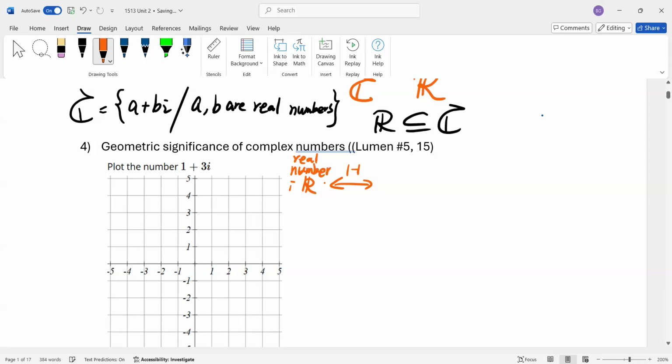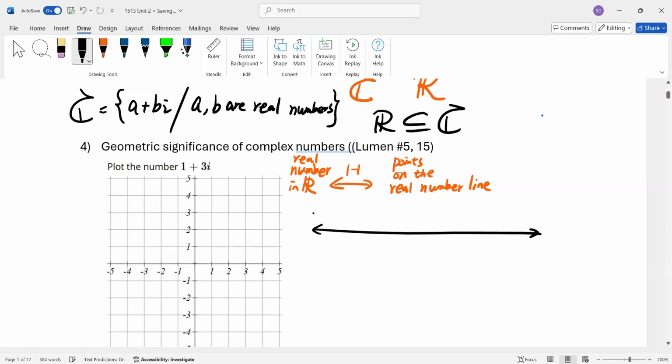Real number in the real number set, and any points on the real number line. Okay, we should know what's a real number line, right? A real number line is a straight line with 3 components. Direction, we can define this is positive, this is negative, and origin, we can pick any point as the origin. We can maybe choose the point in the middle as the origin, right?